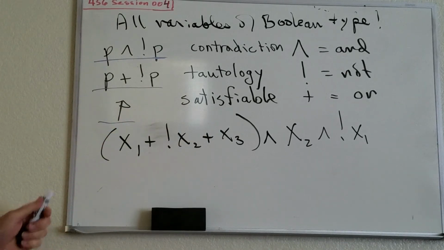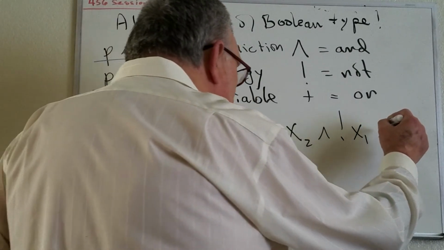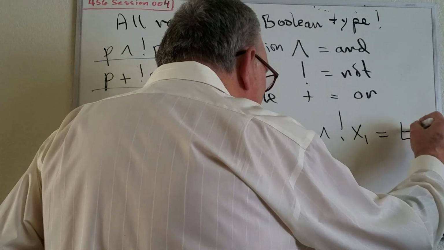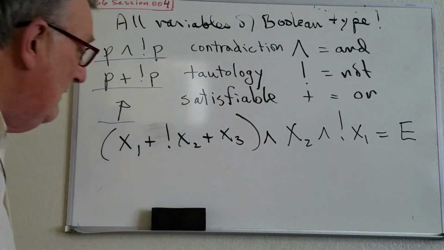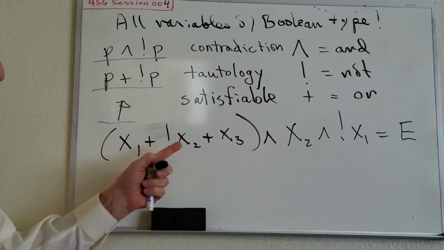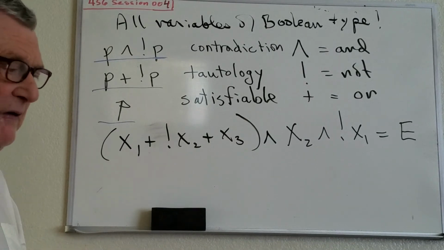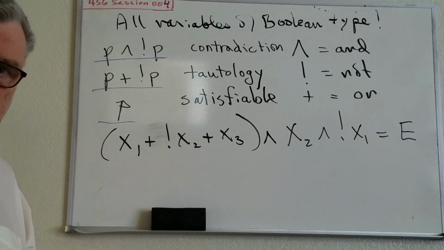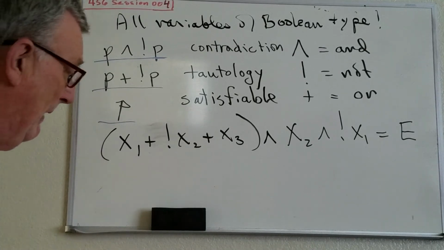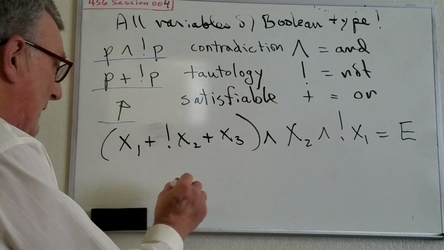So when we have a Boolean expression here, let's say this Boolean expression is called E for expression, and these are Boolean variables. X1, X2, and X3 are Boolean variables. The question is, is this expression satisfiable? Which is the same as saying, is it not a contradiction? Well, it turns out this one is satisfiable.